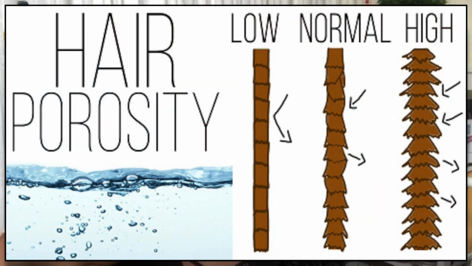So there are 3 main types of porosity that we're going to talk about today. 1, low porosity, 2, normal porosity, and 3, high porosity. Now, starting with the low porosity curlfriends. If you've got low porosity hair, chances are likely that your hair has difficulties getting the moisture into the strands. Once the strands get that moisture, it's pretty much locked in. It's not going anywhere, but the issue is really getting it in.